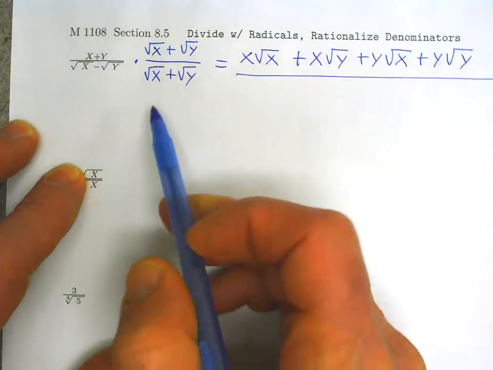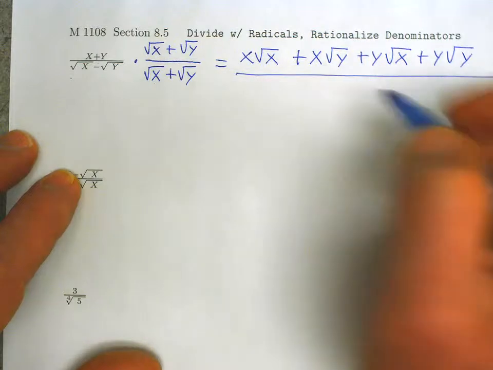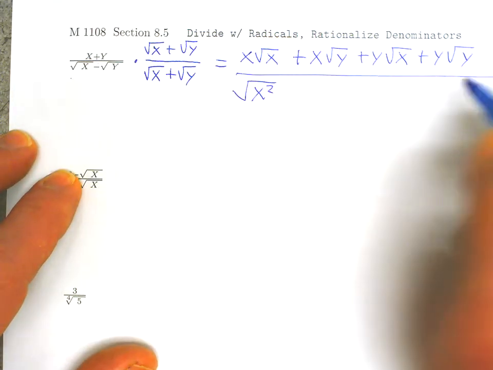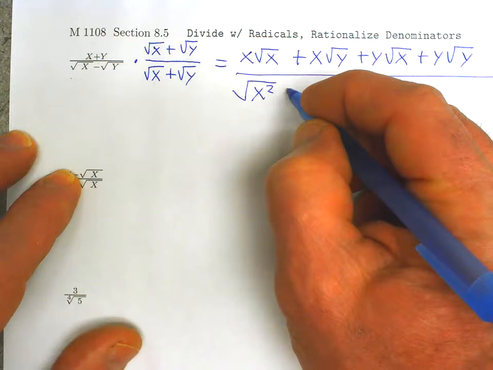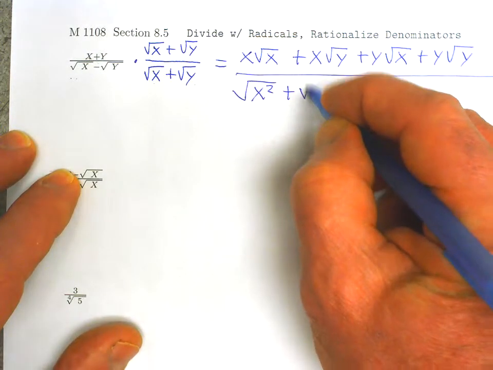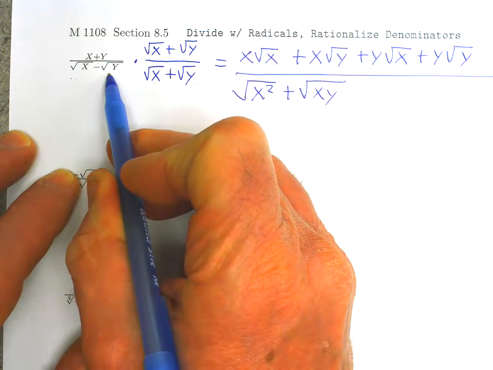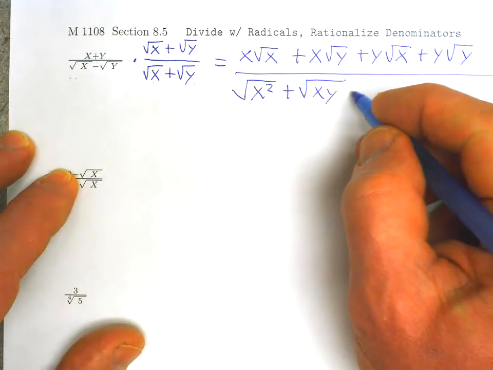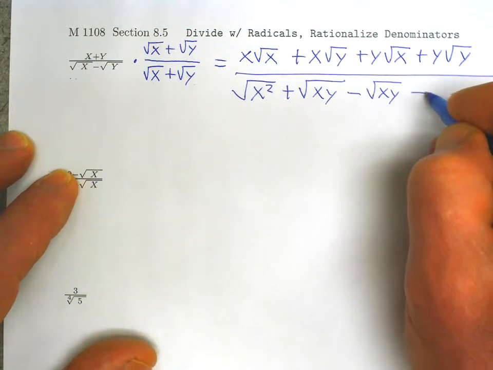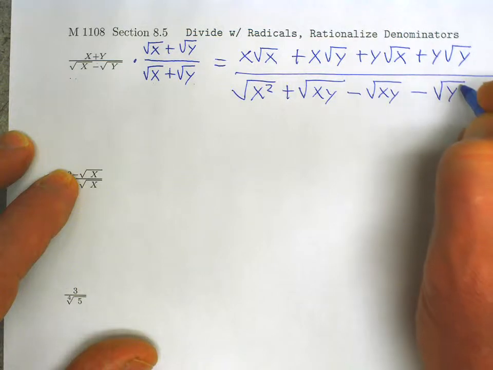In the denominator, the square root of x times the square root of x is the square root of x squared. And then plus the square root of x times the square root of y, which is plus the square root of xy. And then minus the square root of y times the square root of x is minus the square root of xy. And then finally, minus the square root of y times the square root of y is minus the square root of y squared.